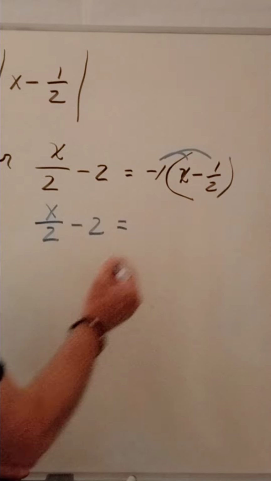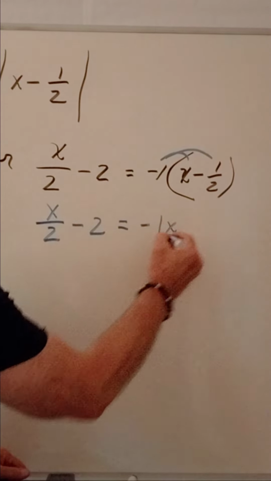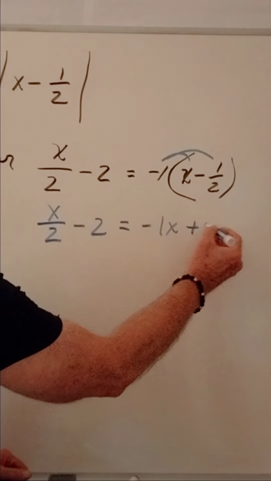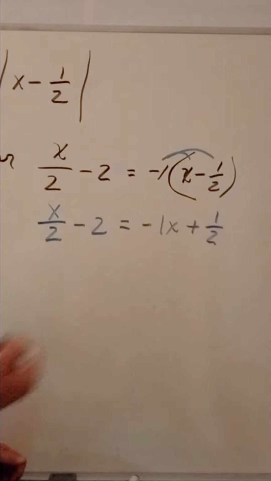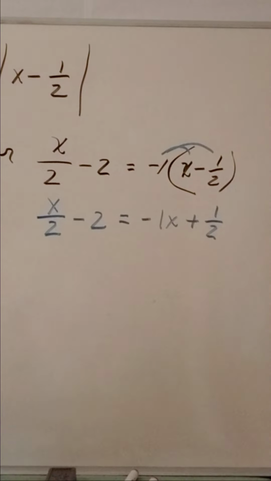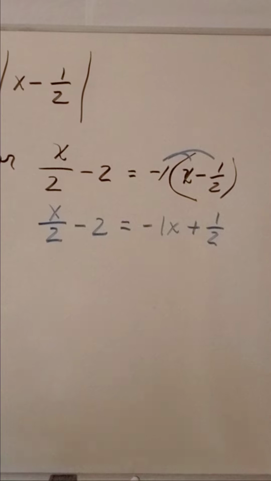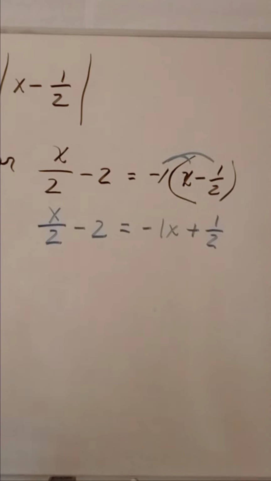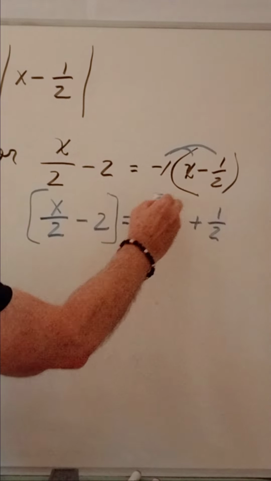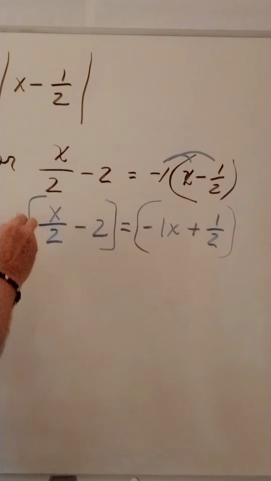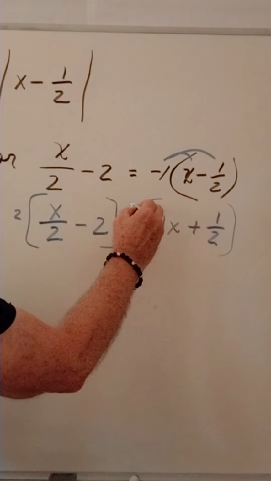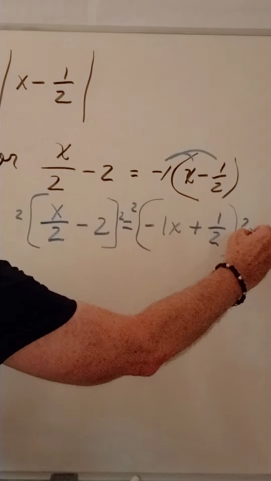So bring down that x over 2 minus 2 is equal to, and let's distribute out of the parentheses. -1x, and negative times negative would be a +1/2. Because anything times 1 is going to remain that same anything. Now we'll clear. LCD is 2. Tuck. Tuck. I'm going to put a 2 there. I'm going to stick another one there. I'm going to put a third one there and a fourth one there.